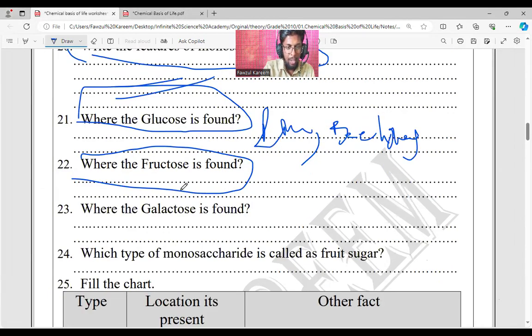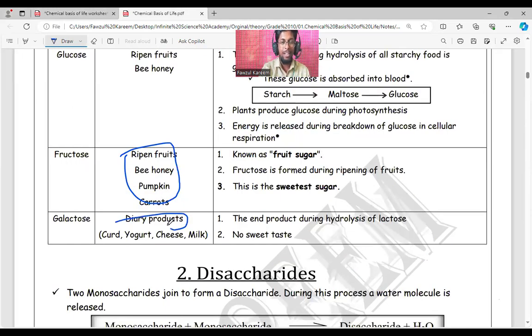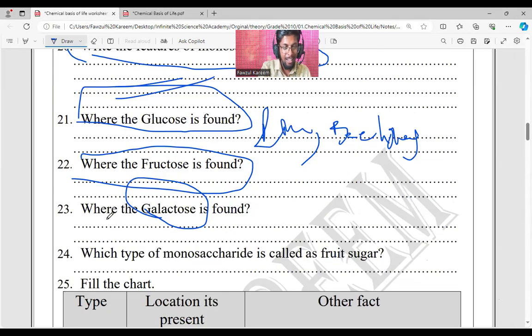Where is galactose found? Dairy products. Very good. What are dairy products? Curd, yogurt, cheese, milk, the products that we produce from milk. Those products are called dairy products. Okay, very good.